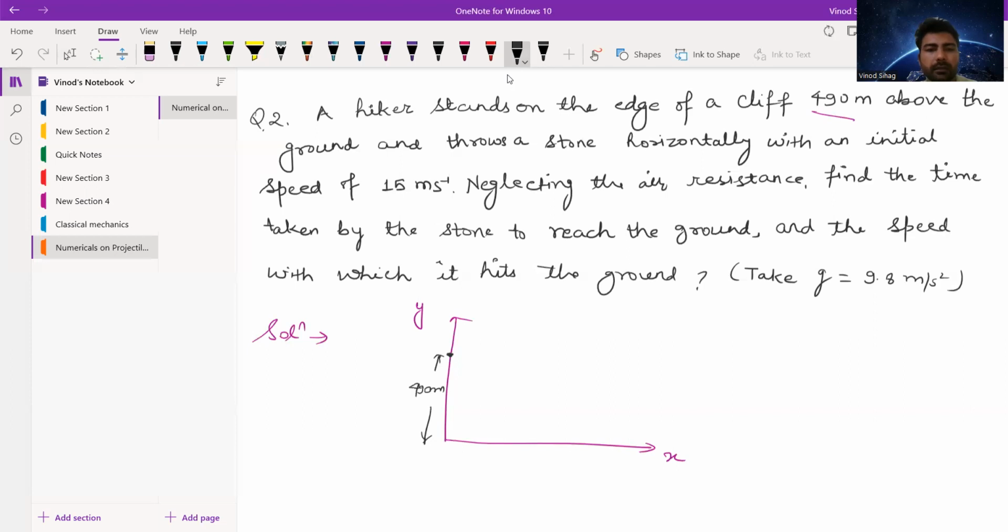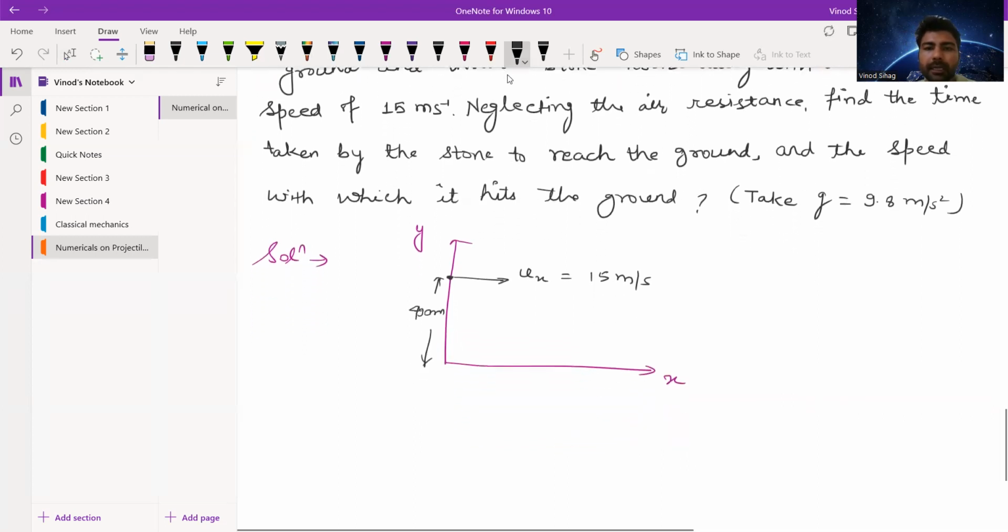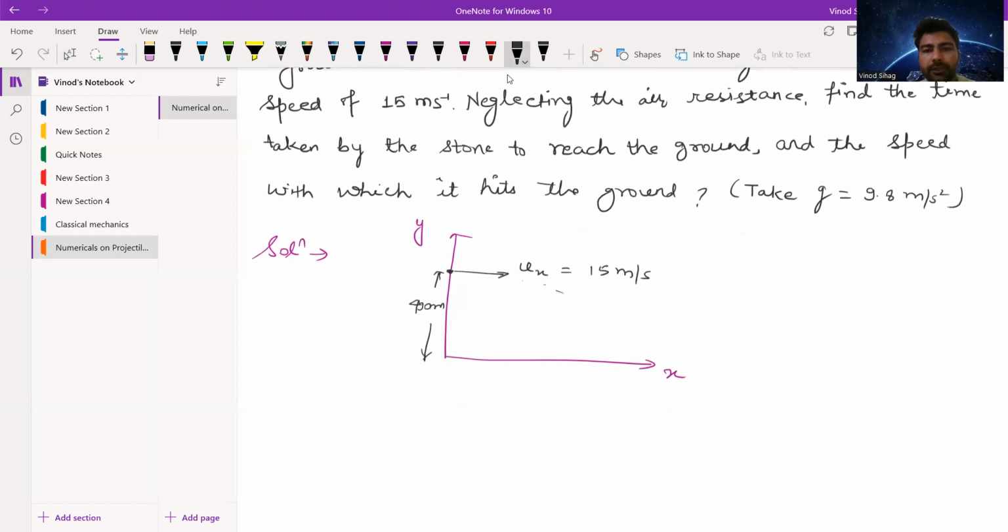Now the stone was thrown with some initial velocity, 15 meter per second, in the horizontal direction. So the horizontal velocity is ux equals 15 meter per second. Now they are asking to find the time taken by the stone to reach the ground. For example, the stone reaches this point. So what will be the y coordinate of the stone? It will be 0.